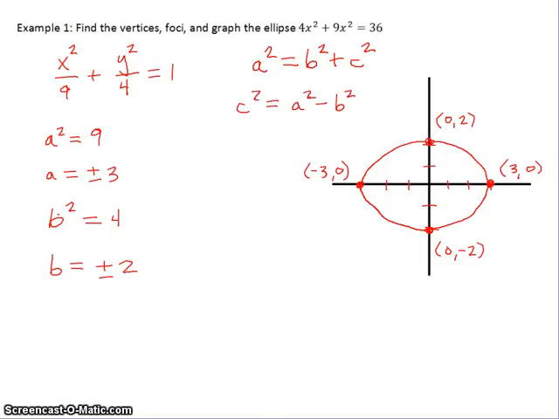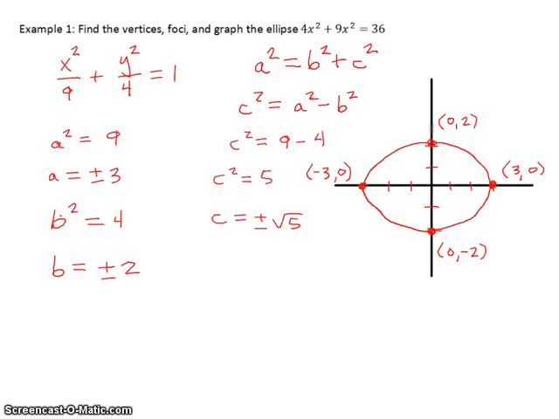This means that C squared is equal to A squared minus B squared. Let's plug in A squared and B squared to solve for C squared, which gives us the C values, which gives us the focus points. Solving for C gives us plus and minus the square root of 5, which give us the focus points on the graph. The square root of 5 is approximately 2.2.